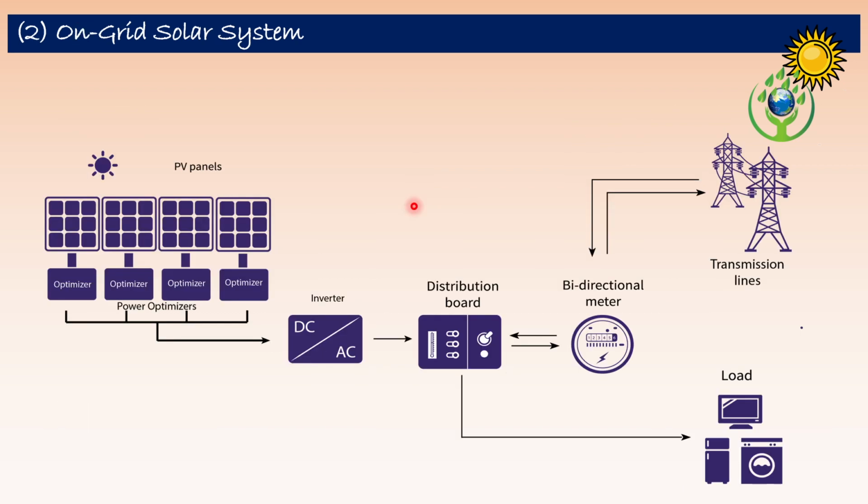So now we come to the second way of storing the solar energy on the Earth, which is the on-grid solar system. We name it the on-grid solar system because it is connected to the traditional grid. So what does the traditional grid mean? It's either the government network or the private company network. Normally, this is the electricity company.